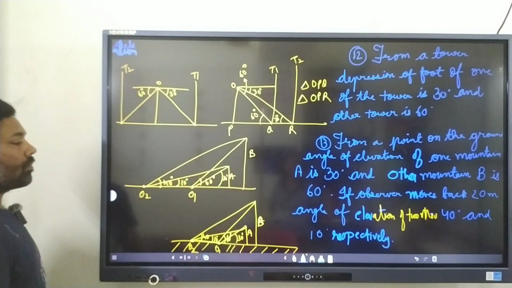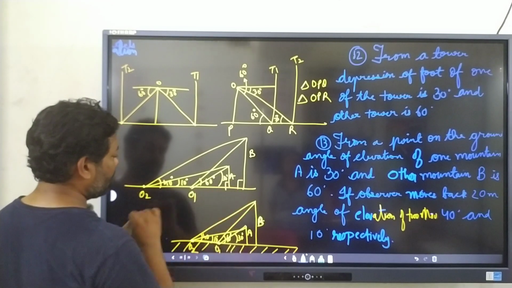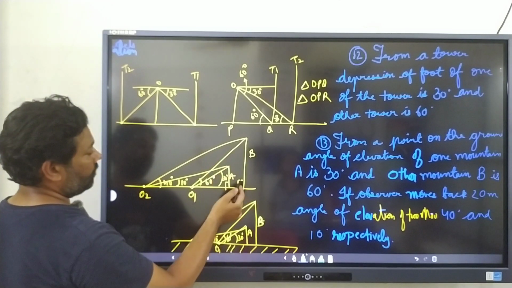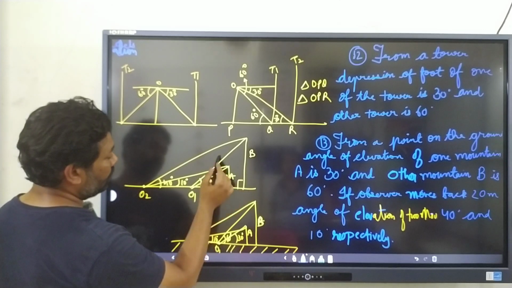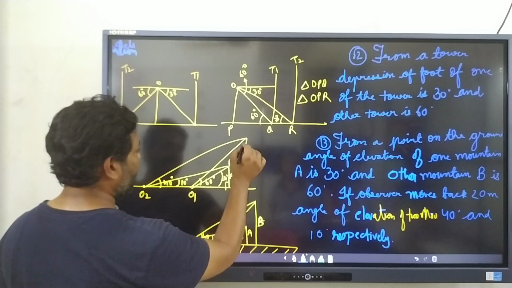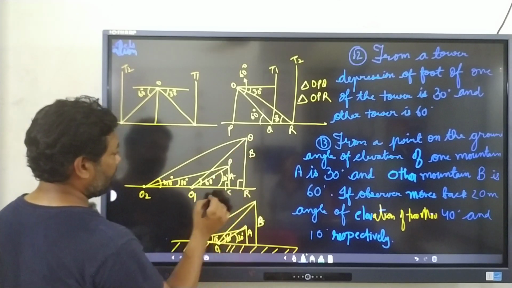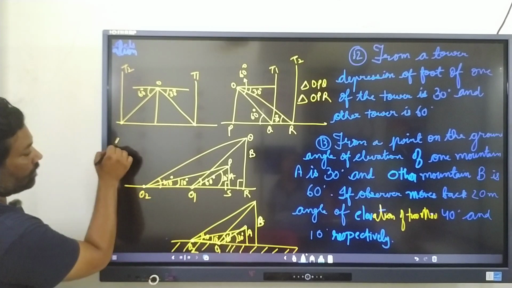Both the diagrams you can draw separately also. You can identify the right angle triangles. This is one, this is one, so you will have one, two, three, and four right angle triangles. If you want to label it, let's say P and Q, and let's say this is R and this is S.